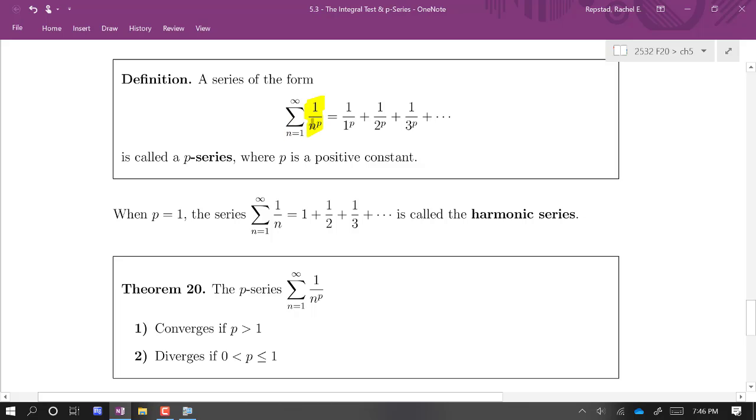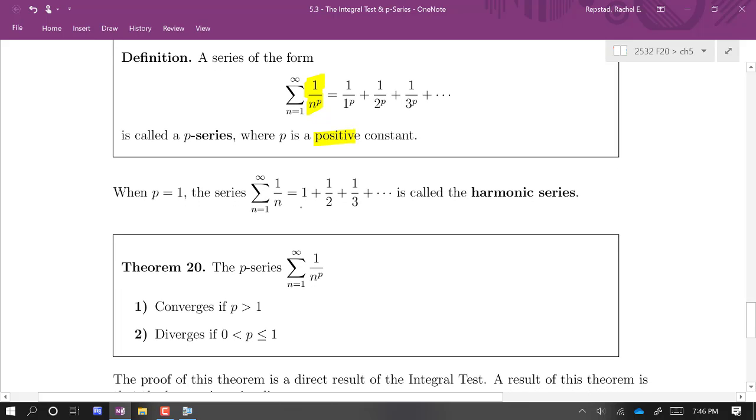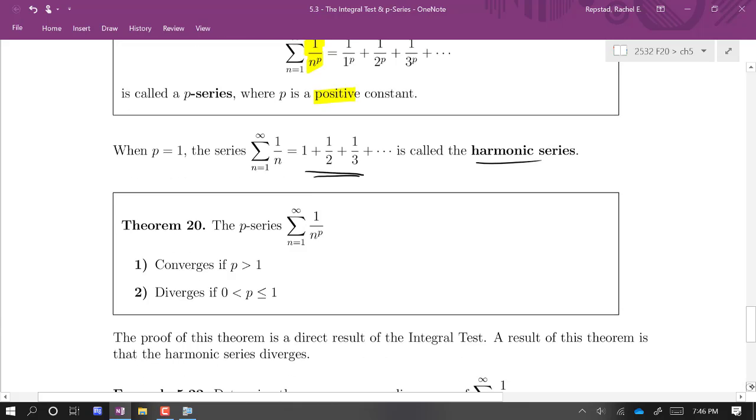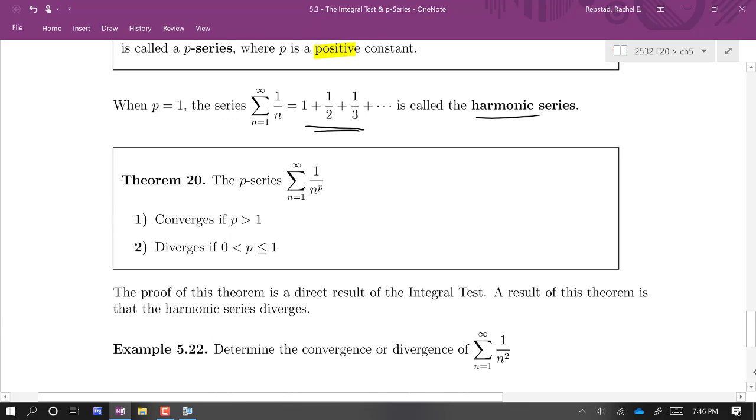Note that n is the thing that is changing. It starts at 1 and goes to infinity. p is some fixed number. So the terms are like 1 over 1 to the p, plus 1 over 2 to the p, plus 1 over 3 to the p, and on forever. That's called a p-series, where p is a positive constant. If p is equal to 1, the series that you get looks like this, and this is called the harmonic series.